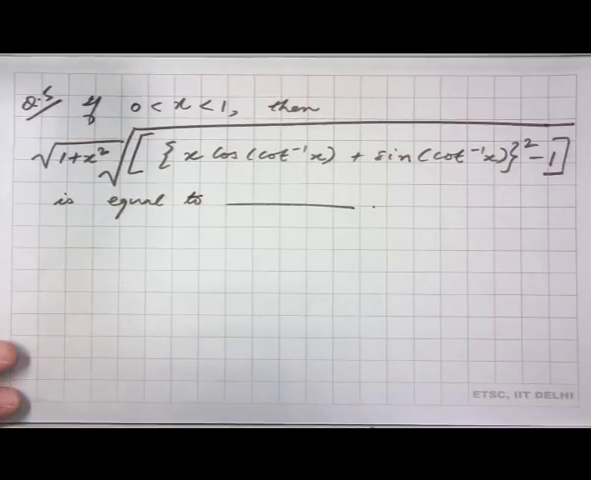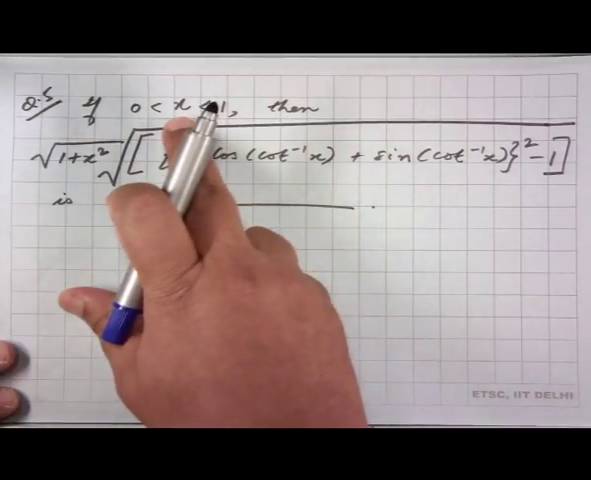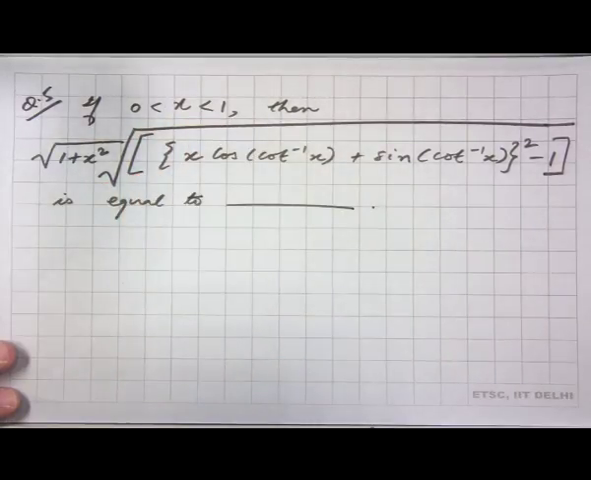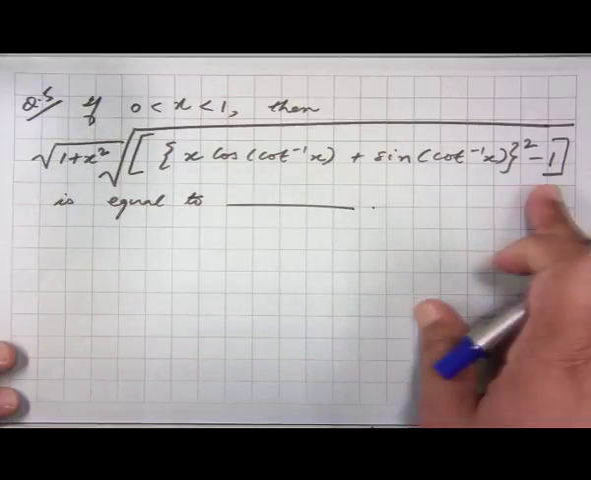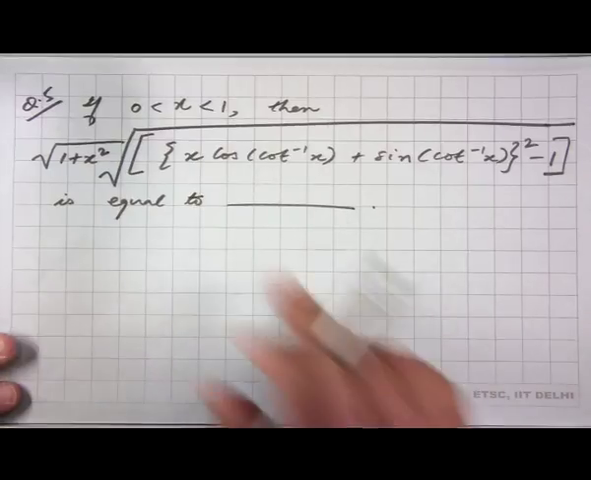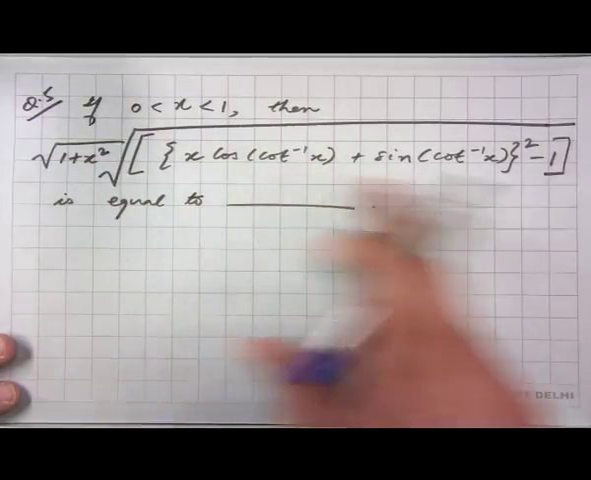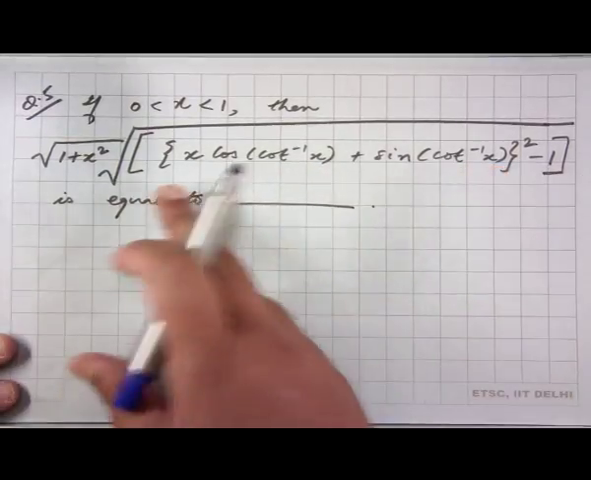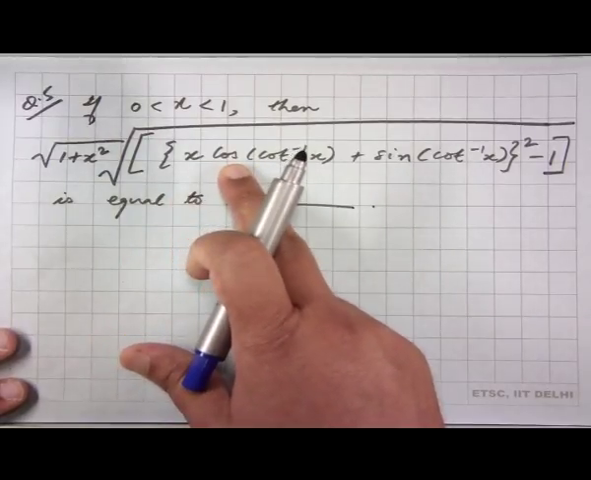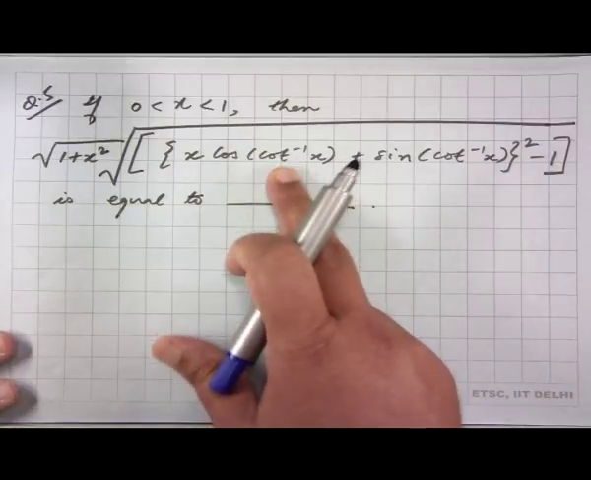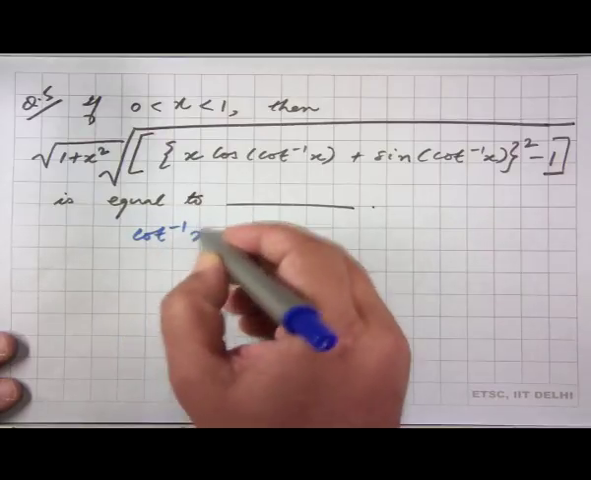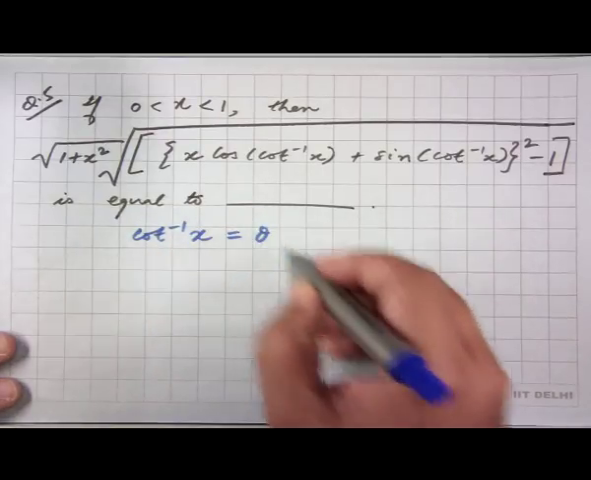In this problem it is said that the value of x is in between 0 and 1, and then we are asked to find the value of this very lengthy expression here. So, as always, we go to the innermost expressions, because this is nested: we have a trigonometric composition of a trigonometric and an inverse trigonometric function. So, we start off by defining cot inverse x to be equal to theta.